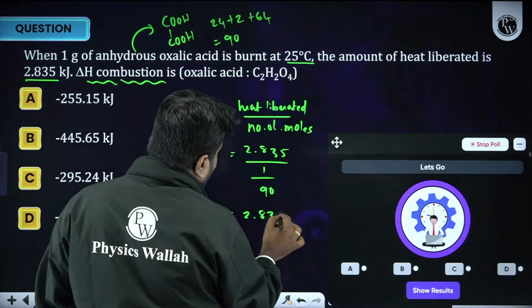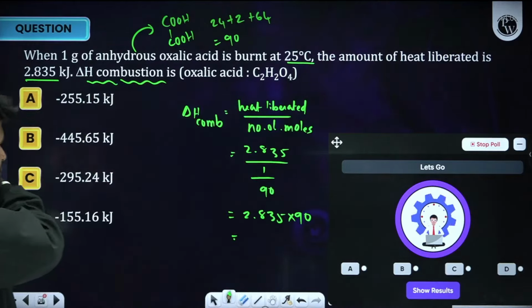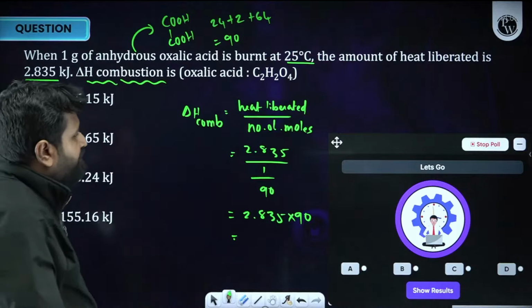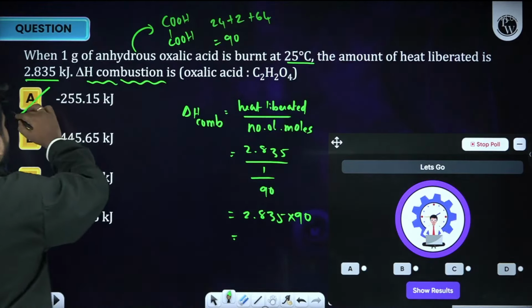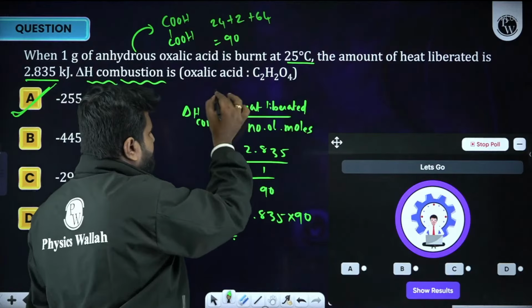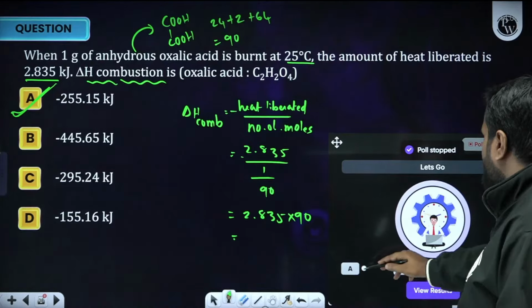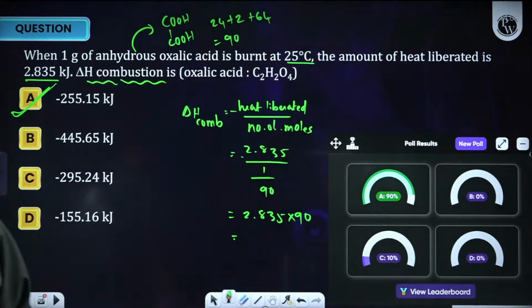Now 2.835 into 90, what exactly will we be getting? Into 100 means we will be getting 283.5, right? So this is 90, lesser than 283.5, but the correct answer will be option A, minus of heat liberated. Yes, so option A will be the correct answer.